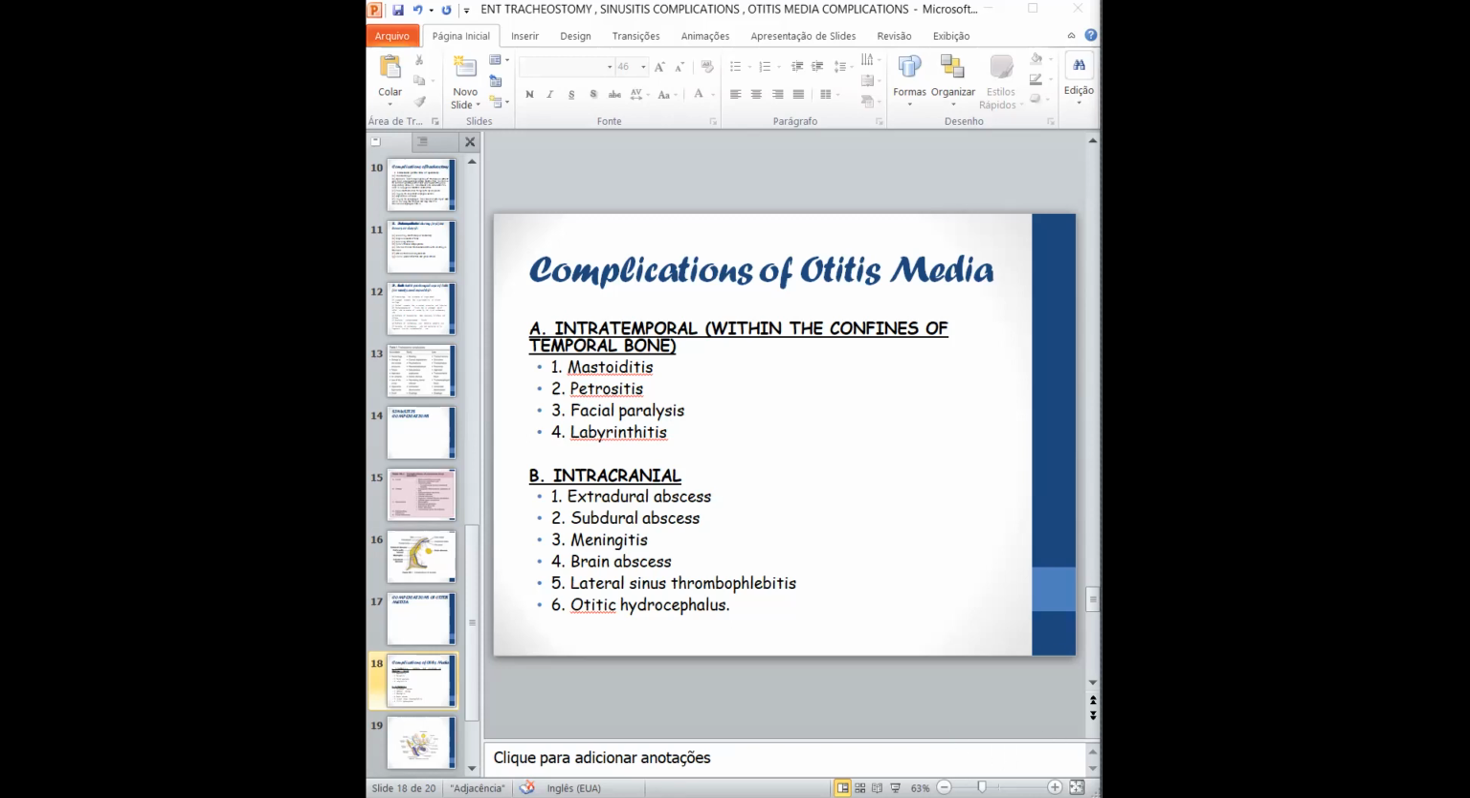Then we go to the fifth complication, which is lateral sinus thrombophlebitis. Sorry, the fourth complication, which is brain abscess. One thing you need to know is that 50% of brain abscesses in adults and 25% in children are otogenic in origin. Another thing to take note of is that in adults, abscess usually follows chronic suppurative otitis media with cholesteatoma, while in children it's usually the result of acute otitis media.